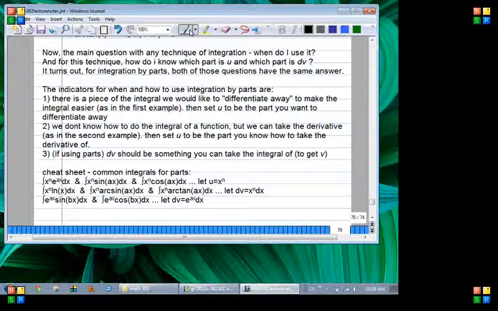Now let's actually look back at that cheat sheet and understand which of these lines has to do with that last technique, making an equation that we just talked about that was so tricky. The last line: e to the ax sine bx and e to the ax cos bx. These are basically two special cases where you're going to want to use repeated integration by parts to make an equation.